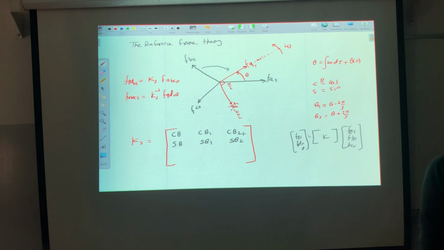You said yes, VA plus VB plus VC equal to 0. So over 3. Yes, logic. The average. VA plus VB plus VC over 3. Yes? So this should be what? 1 over 3. 1 over 3. 1 over 3.